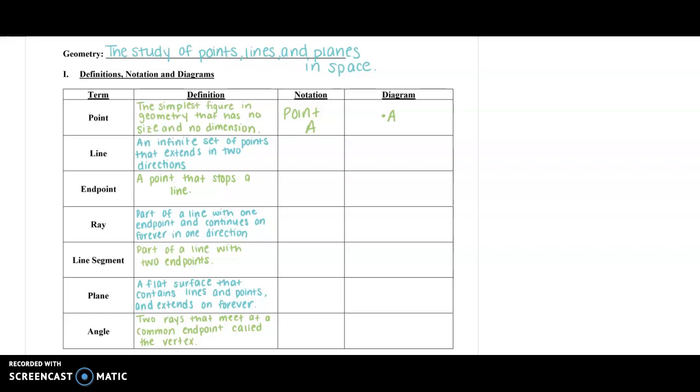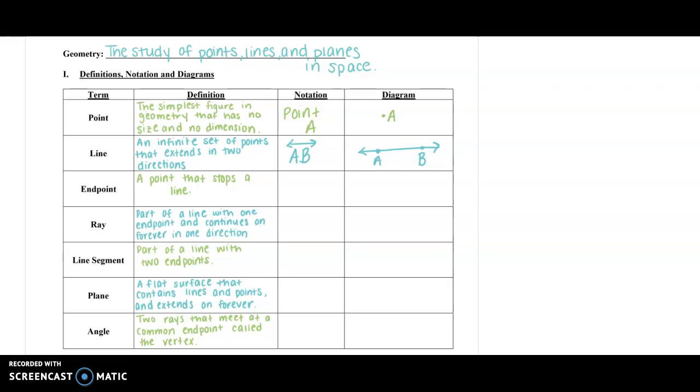Now we have a line, an infinite set of points that extend in two directions. The line looks exactly what you think it would. It has the two arrows at the end to make sure you know it goes on forever, and it would have 2 points on there identified with letters. That way you would know what to call it. So in this case, it would be line AB. You write your letters, and then you just draw almost a miniature line above them.